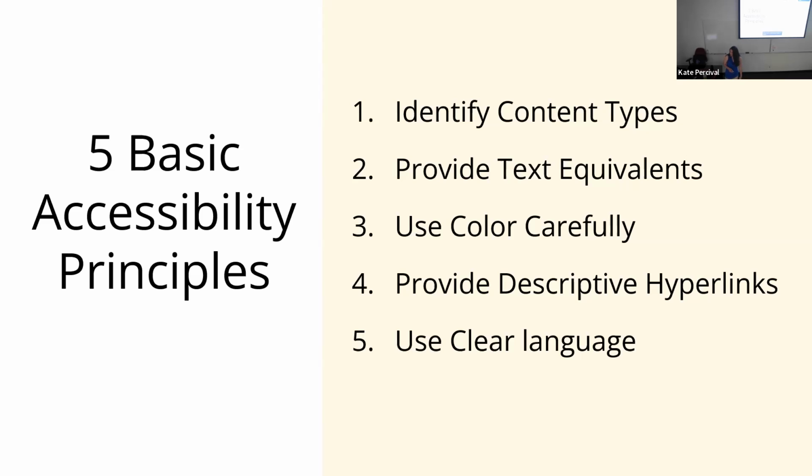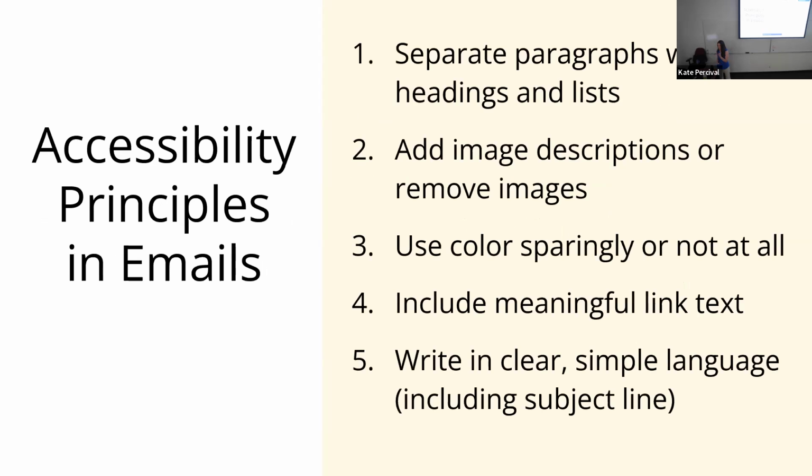There are 5 basic accessibility principles. If anyone has been to other accessibility trainings, have you heard of these? Identify content types, also called structured content, providing text equivalents or alt text, using color carefully, providing descriptive or embedded hyperlinks, and using clear and plain language. Because email platforms do not easily allow you to incorporate all of these features, as documents and websites do, there's a little bit of a workaround that we have to do with emails, but there are ways that we can incorporate all 5 of these basic concepts.